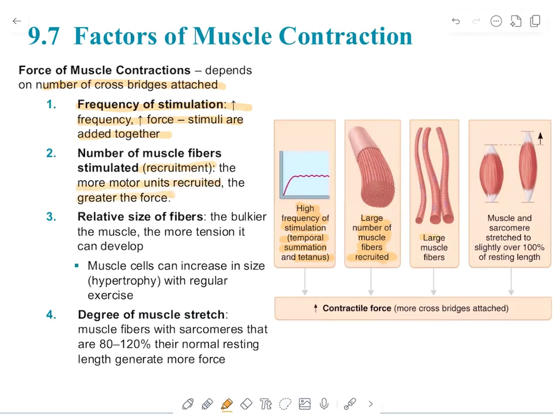The third factor is large muscle fibers, and that means that the bulkier the muscle, the more tension can develop. So muscle cells can increase in size, and we call that hypertrophy. The last factor is that the muscle and sarcomere can be stretched to slightly over 100% of resting length, which we'll see on the next slide. So the degree of muscle stretch, kind of the sweet spot for sarcomeres, is between 80 and 120%. That's called the optimal sarcomere operating length.